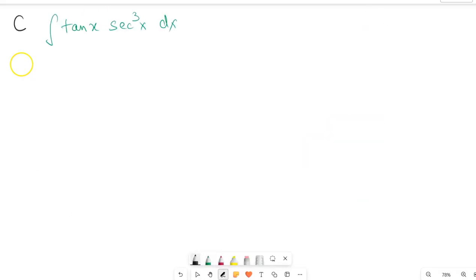Let's do another one of these tangent and secant forms. If we have secant's power is cube, odd, right? Cube, it's odd power, and tangent's power is also odd. Then you can peel one tangent x and one secant x, keep it with dx. Remaining, how much will be left? Only secant square x.